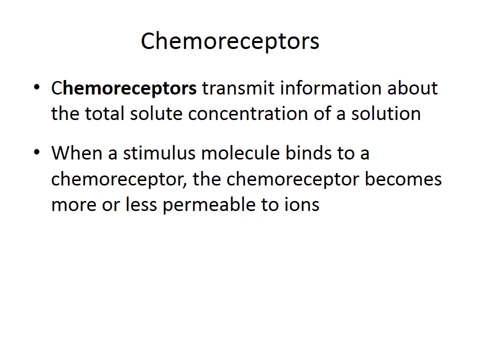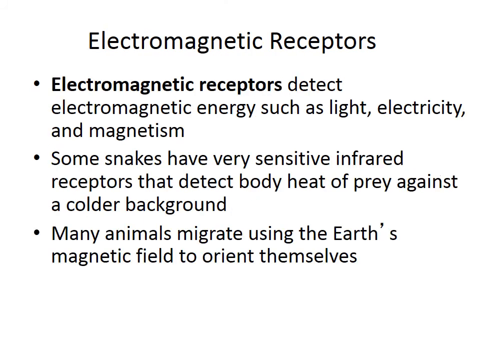Chemoreceptors transmit information about the total solute concentration of a solution. This is really important because we want to keep our internal chemical environment kind of constant. When a stimulus molecule binds to a chemoreceptor, the chemoreceptor becomes more or less permeable to that ion.